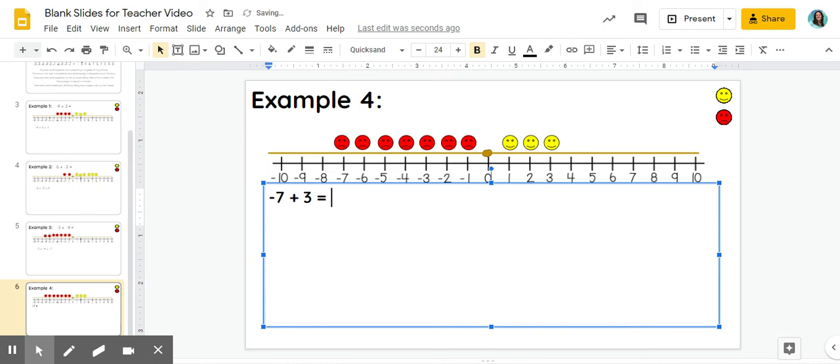Then the red team is going to win because they have more players. Specifically, they have 4 more players. So the negative team wins because they have 4 more players.